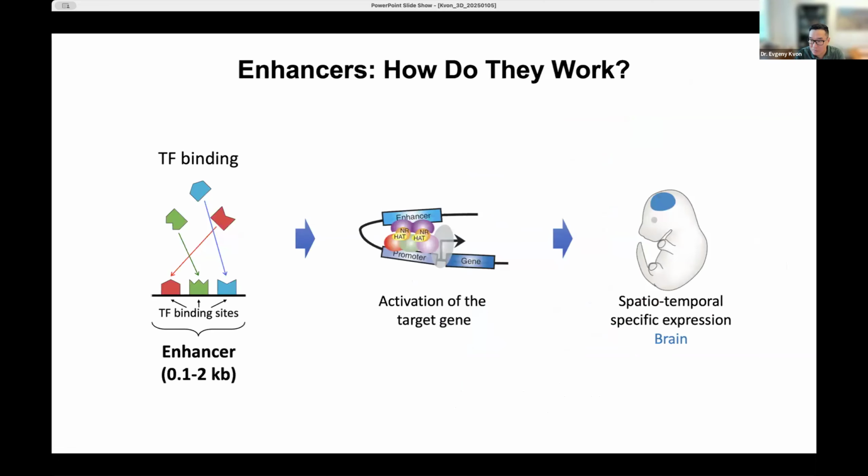One of the major regulators of gene activity are enhancers. Enhancers are regulatory non-coding DNA elements that are somewhere between 100 and 2,000 base pairs in length that contain binding sites for transcription factors. And upon binding of these transcription factors, the enhancer loops to the target gene and activates it in a spatiotemporal specific manner, for example here in the mouse brain of this developing embryo.